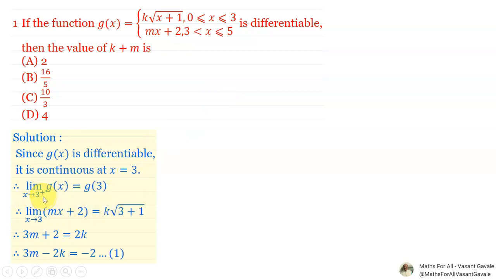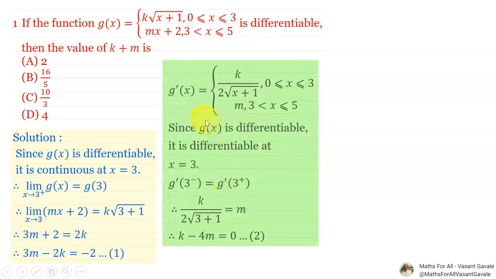Therefore the right hand side limit, that is limit x tends to 3 plus of g of x, here the function will be mx plus 2, and that is equal to k root of 3 plus 1, where x is replaced by 3, because it is equal. Here the right hand side limit is equal to the value of the function. If you simplify it, then you will get 3m plus 2 is equal to 2k, that is 3m minus 2k is equal to minus 2. This is the first equation.